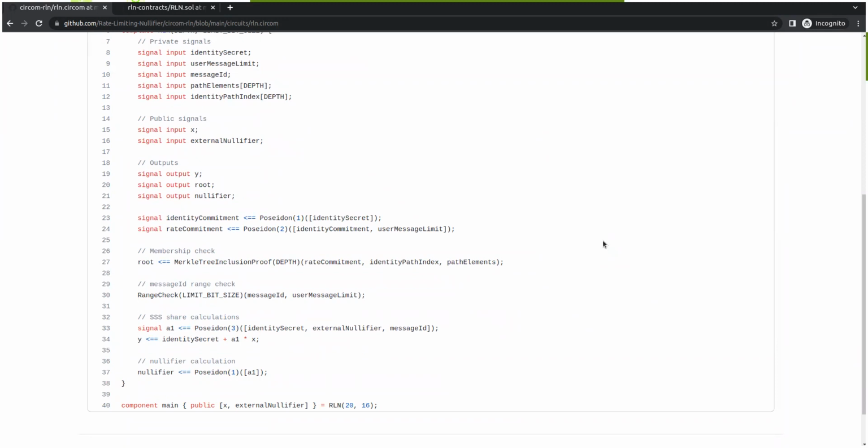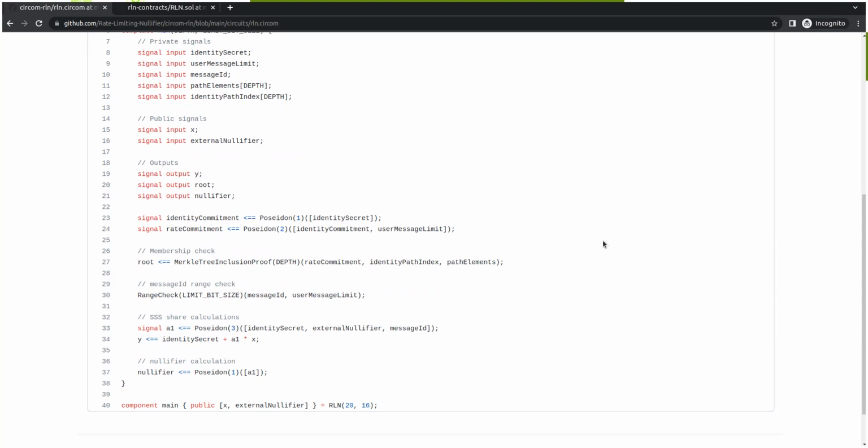Same internal nullifier for each message the user sent, it will be the same. So the system can understand that these are messages from the same user. We just cannot ban this user because the user didn't exceed the limit, but there will be the same nullifier for each message.